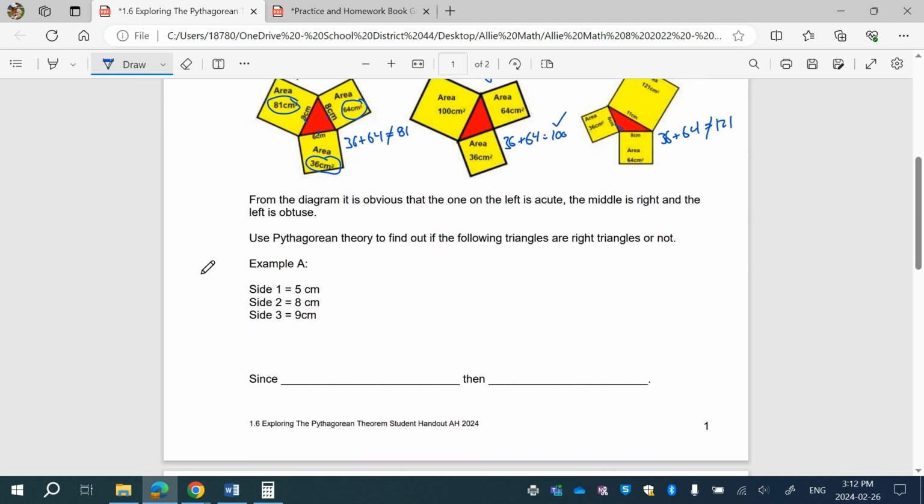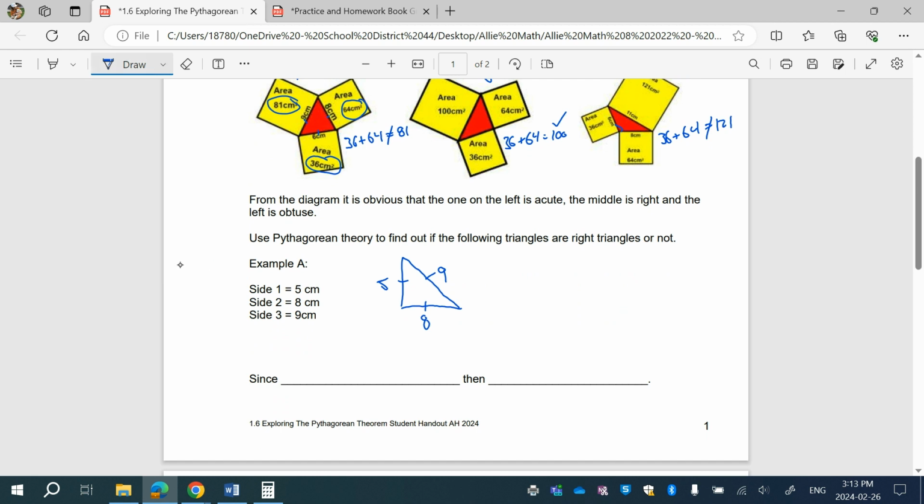So now we can use the Pythagorean theorem to find out if the following triangles are right triangles or not. So let's look. It doesn't have the sides labeled, but what do we know? We know that the hypotenuse is always the longest side. So we've got 8 here, we've got 5 here, and we can put 9 there. But I guess I shouldn't put that little square yet because we don't know if this is a right triangle or not yet.